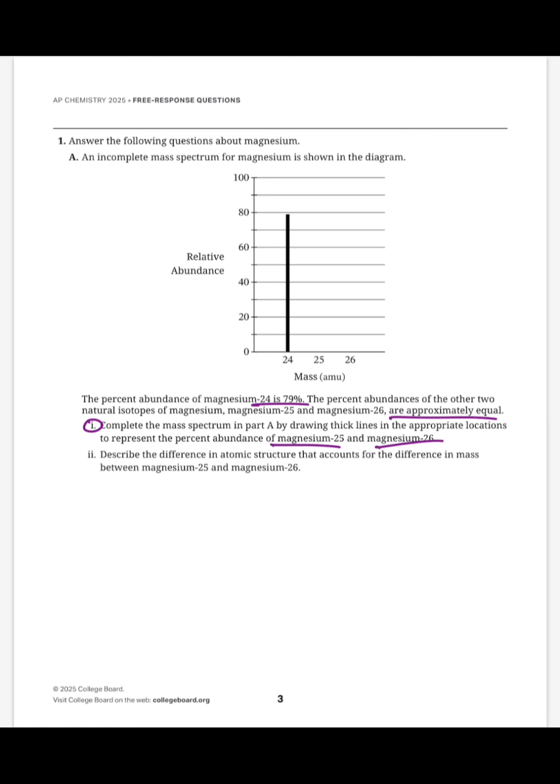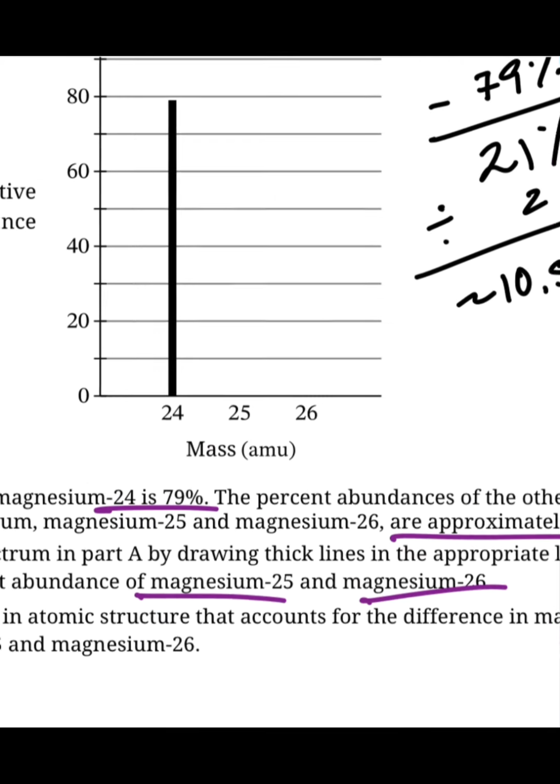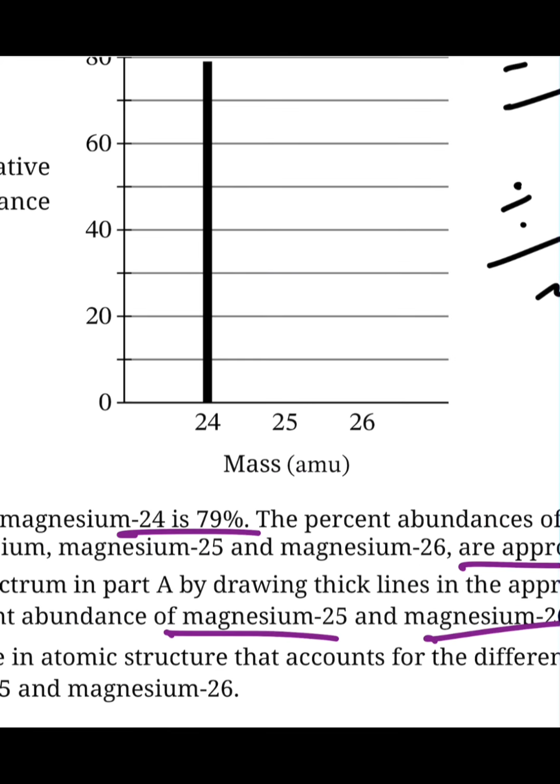So we just find the difference, where we know they make up 100% altogether. We know that magnesium-24 makes up 79%, so we get a difference of 21%. We divide that by 2 because there are 2 more isotopes, and so each one has about 10.5%. In terms of creating the points on the graph, this marker here we can assume is 10.0%. So for each of these lines, we want to make sure that they hit that mark. And that's going to be our part I.